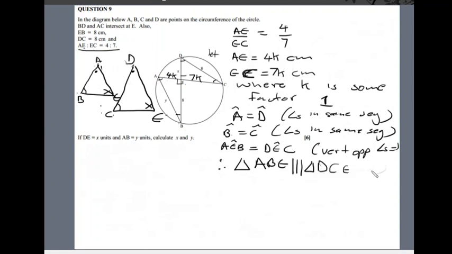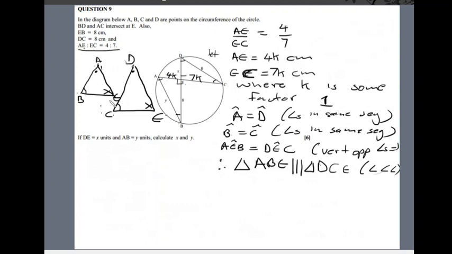Right? Reason, angle, angle, angle. If you can prove this, you can get 6 marks straight away without finding the values of x and y, right? But then because we know the lengths of the sides, we can go ahead and solve for x and y.